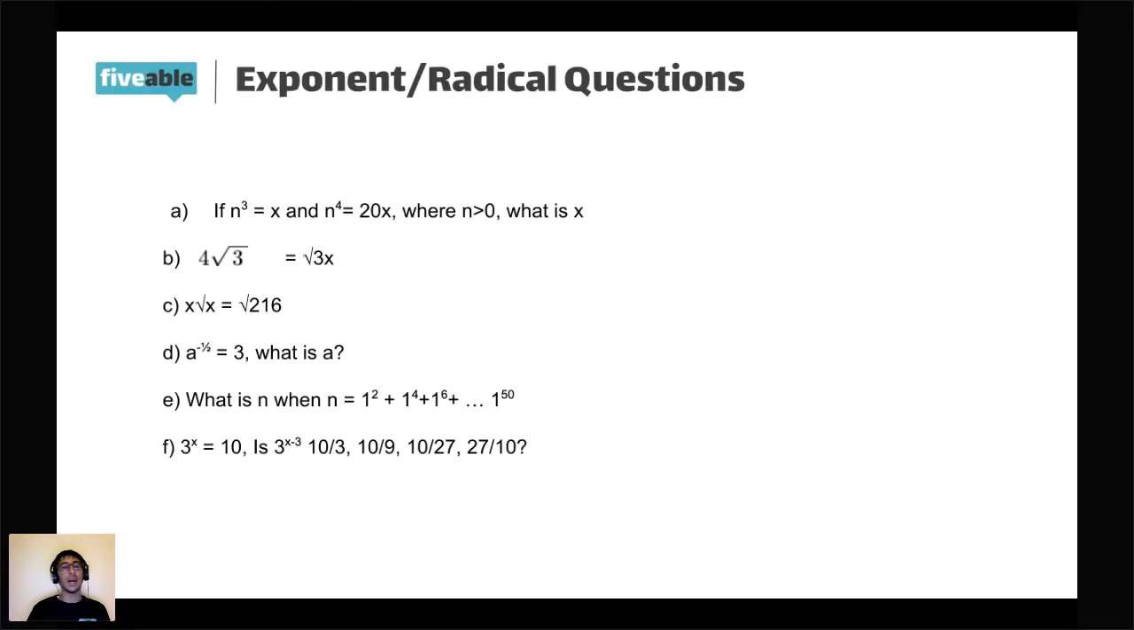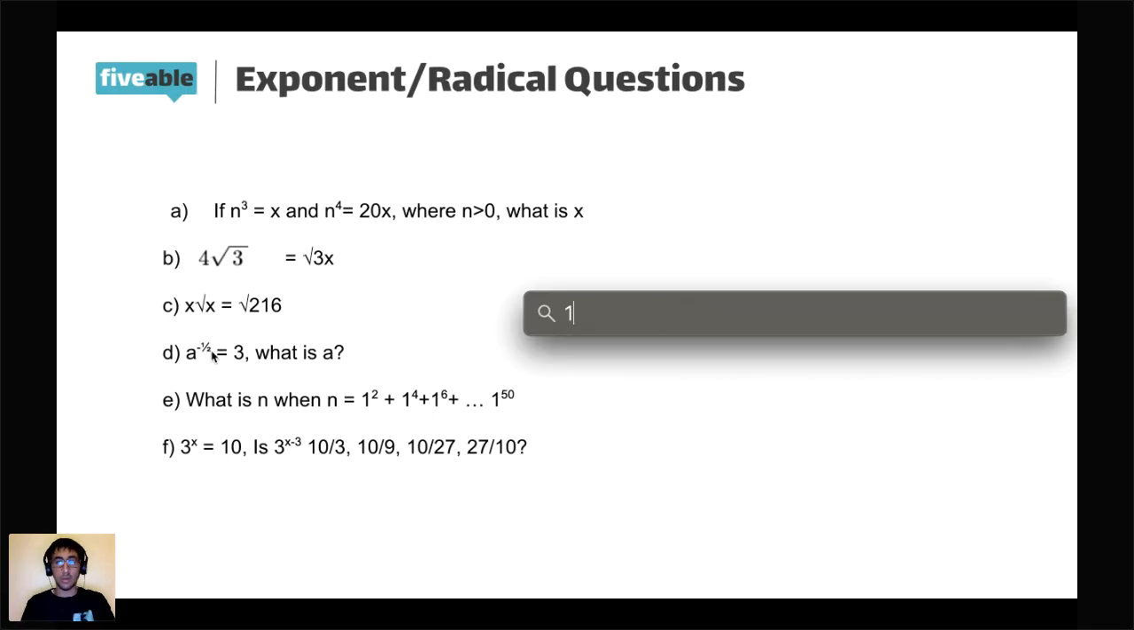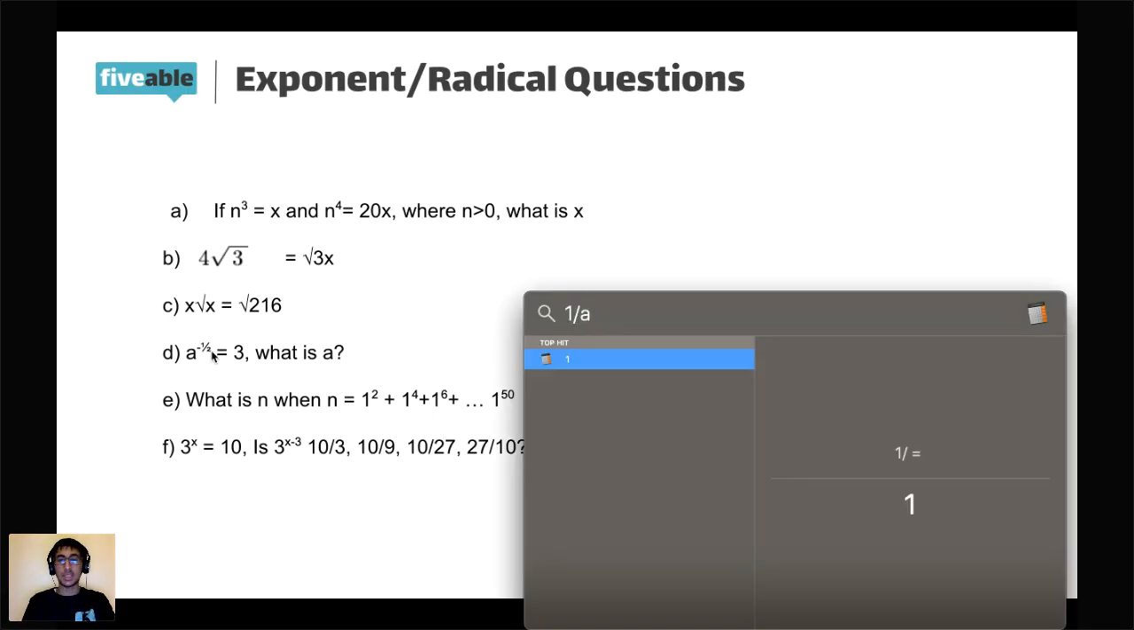Great. So we have 1 over a to the 1/2, which gives us 1 over the square root of a, right? Equals 3. So 1 over square root of a equals 3. That means, what value of a gives us that answer? I'll give you guys a little bit of time. Just think about it. Let me write it down here: 1 over square root of a equals 3. So what's the answer of a?